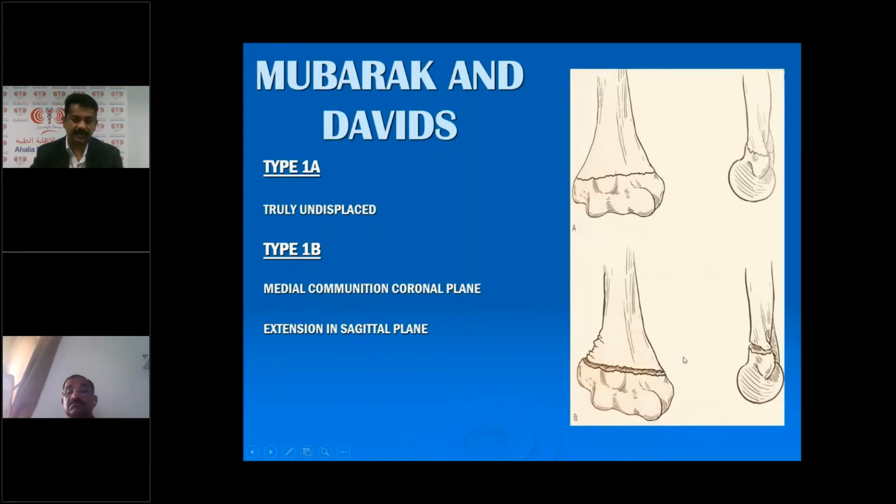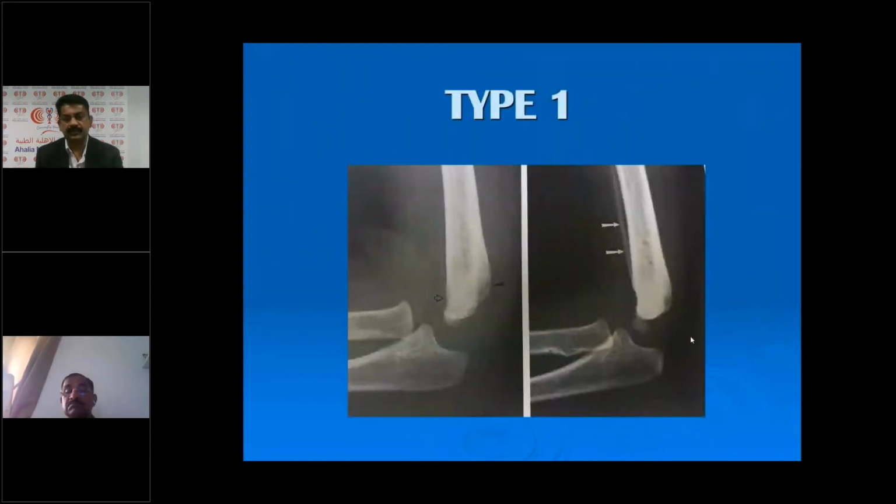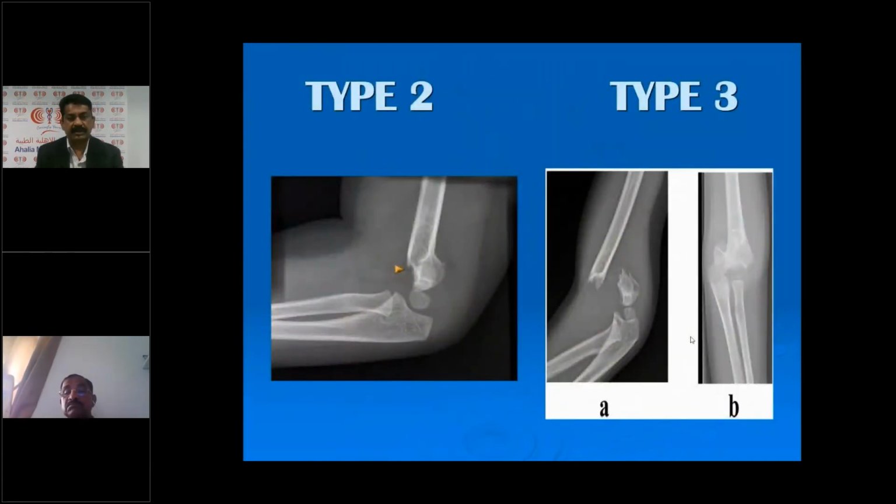So this kind of type 1B is usually an unstable fracture, and if not treated properly it can lead to deformities. We will come to those later. Type 1 fractures are mostly barely visible. The fracture line itself may not be seen initially, but once you immobilize, after 2 weeks you will see a periosteal reaction like that. So that is type 1. Type 2 is a displaced fracture with posterior cortical contact, and type 3 is totally displaced.